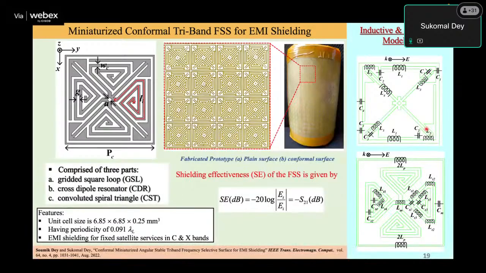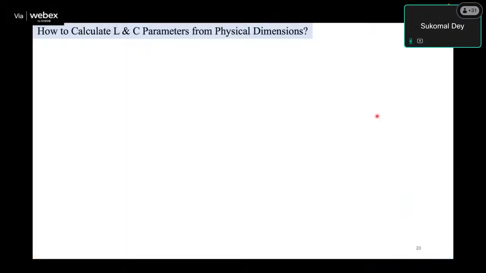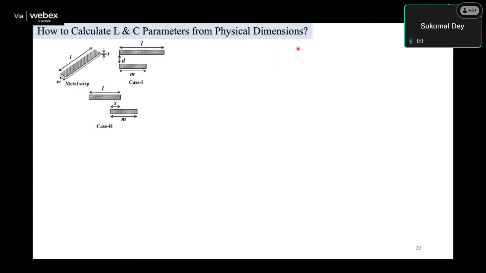Okay, now the question here is, how will you calculate this inductor and capacitor? That question always comes to your mind, right? How to calculate these values of inductor? I get an inductor, how do I calculate it? So how to calculate this inductor and capacitor for a physical dimension? What you have to do, as you all know, is if you have a metal strip, it has a value of L. Whenever you have two metal strips with two different lengths separated by a distance, that could be one case.